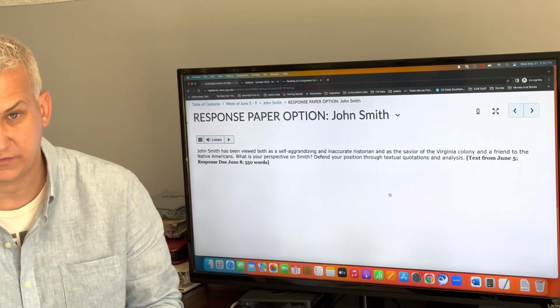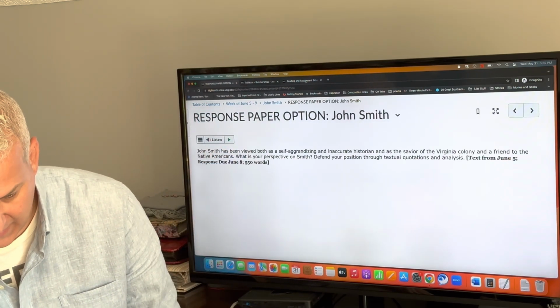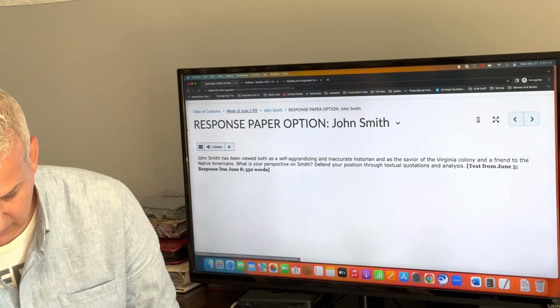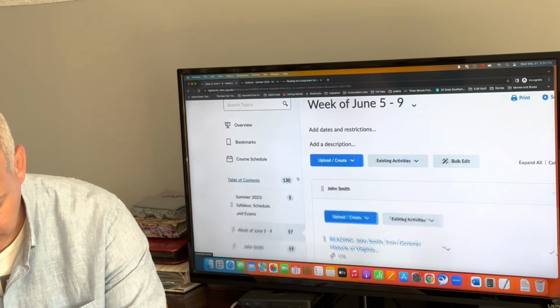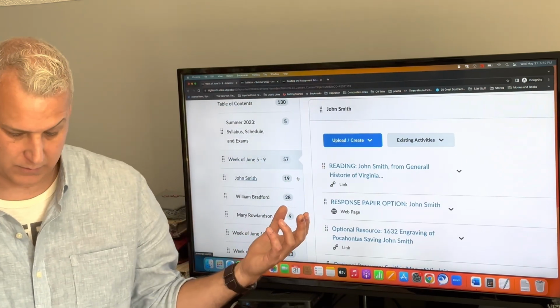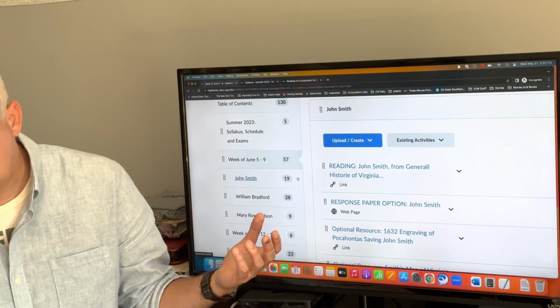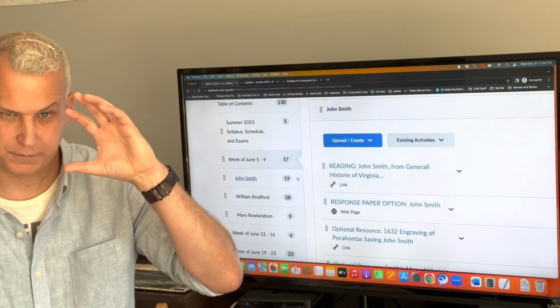You should have at least 15 options to get your 5 from. And what I mean by that is, if you look into each of the weeks, you will see just in this first week alone, you've got Smith, Bradford, and Rowlandson, and the Rowlandson paper isn't due until the next week. So you've got plenty of options to choose from.